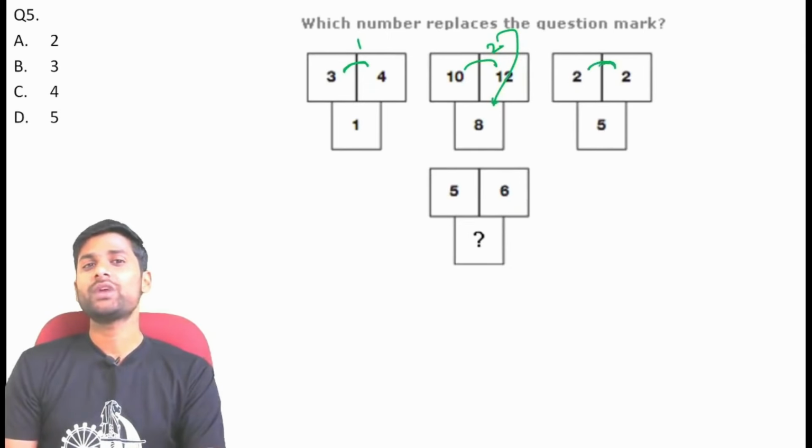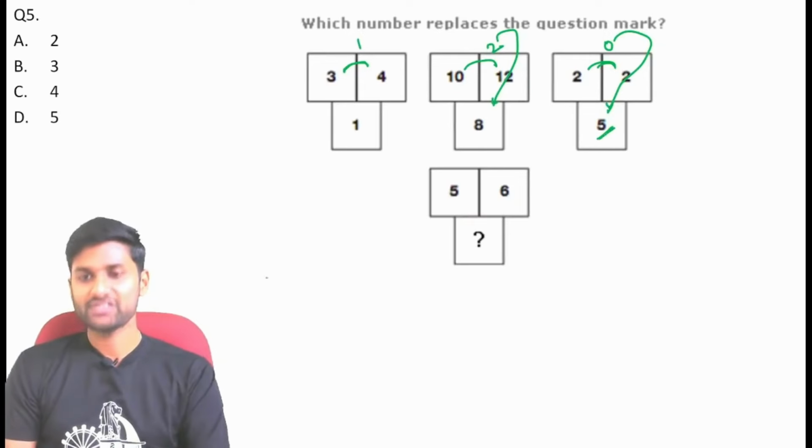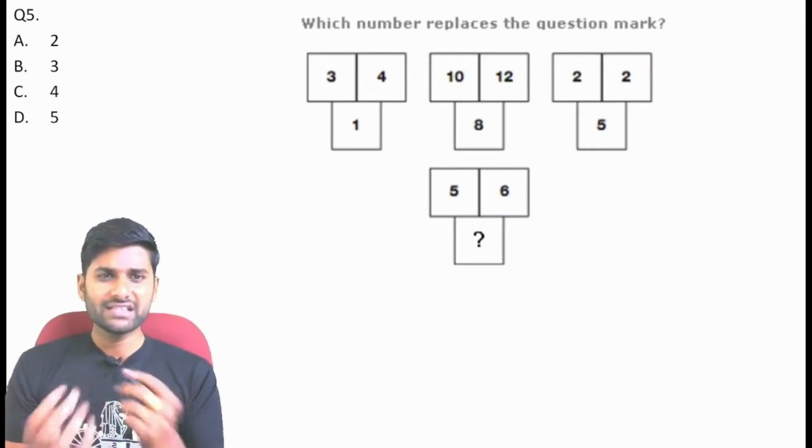The difference between 2 and 2 is equal to 0, and 0 cube is equal to 0. But here the given number is equal to 5. So definitely that is the wrong pattern. Now you can change to the next pattern. Now I just compare all the boxes.